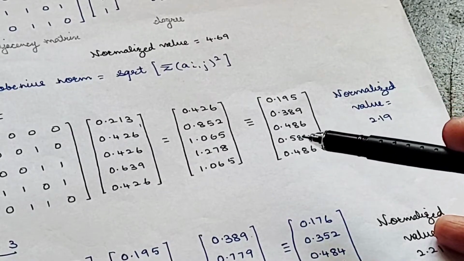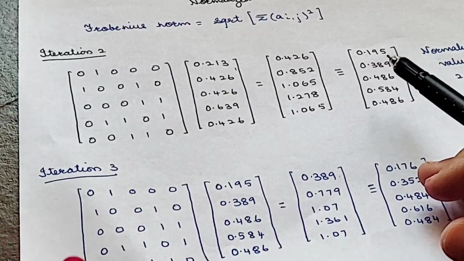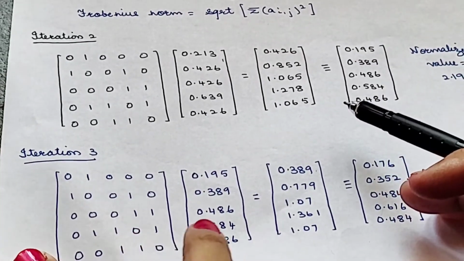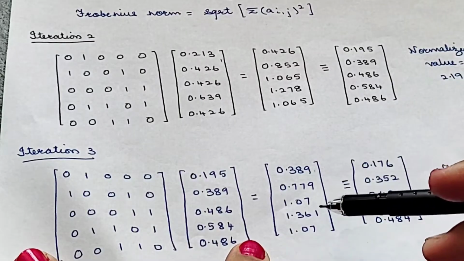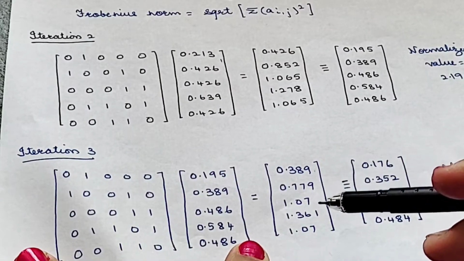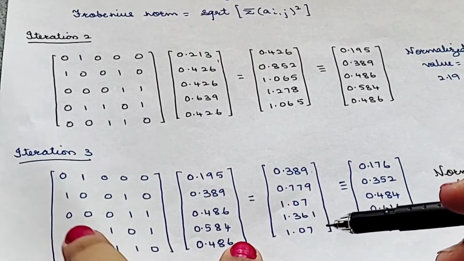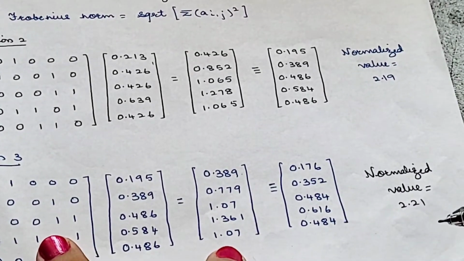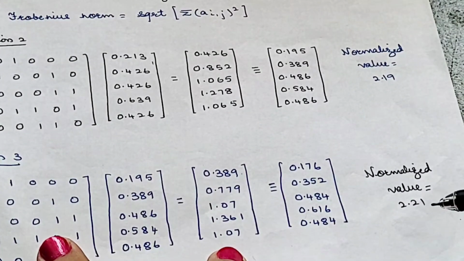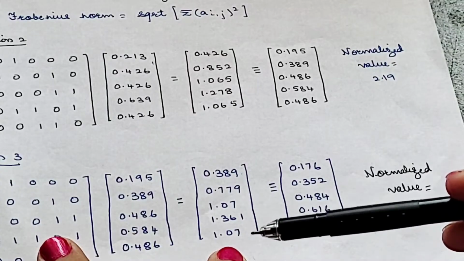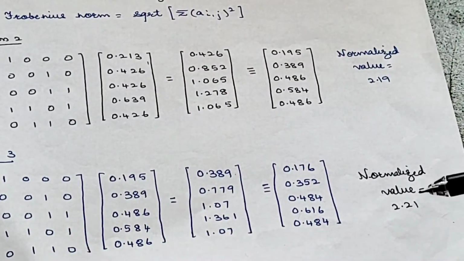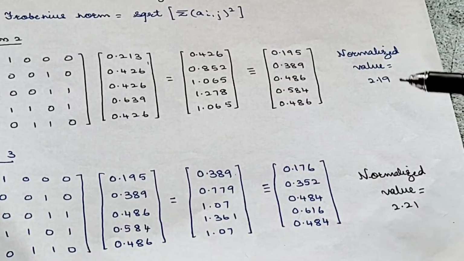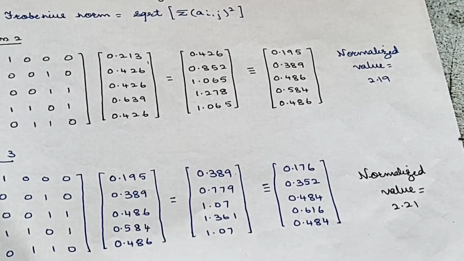Now this matrix will be used for iteration 3. Again, this is your adjacency matrix. Multiply it with this matrix and you will be getting this matrix. Square it, add it and find out its square root. You will be getting the normalized value as 2.21. Again, divide all these values by the normalized value. Again, if you see for iteration 2 and iteration 3, the values do not repeat. So you need to go further, that is, to iteration 4.